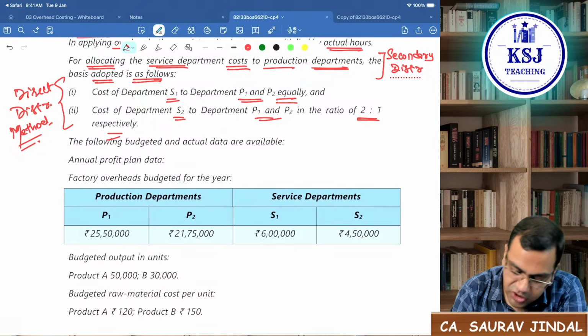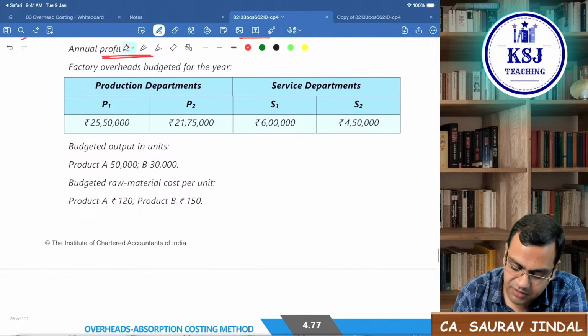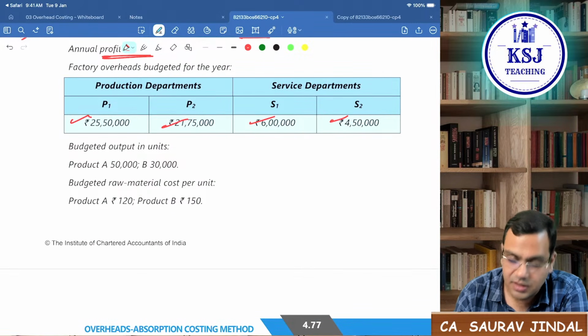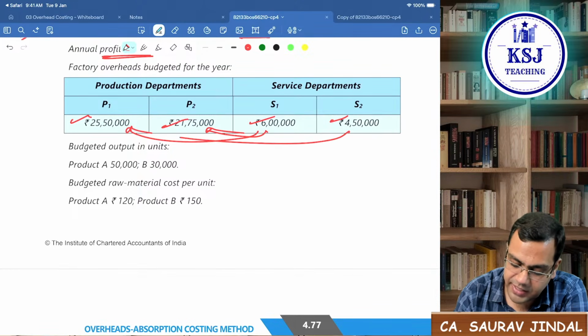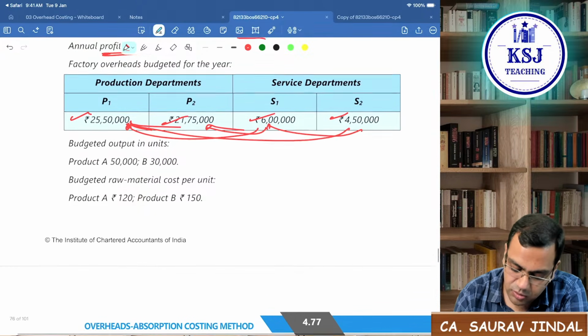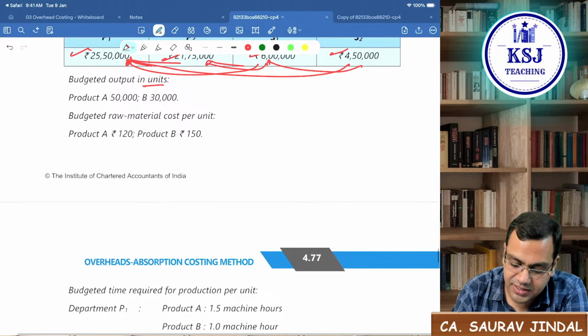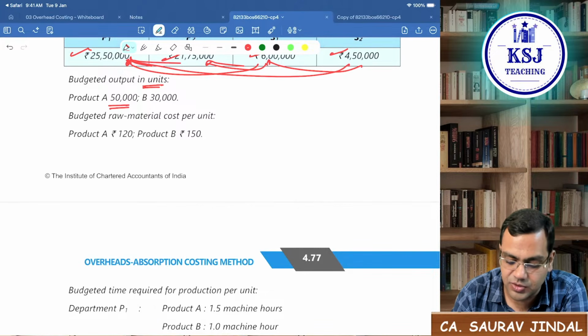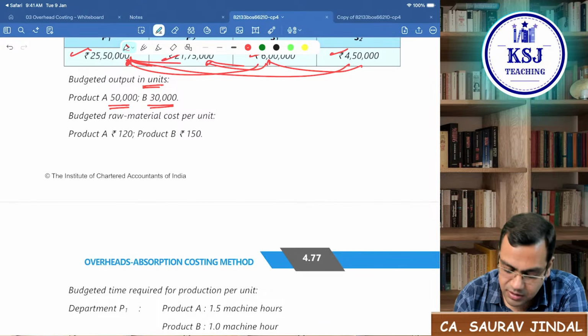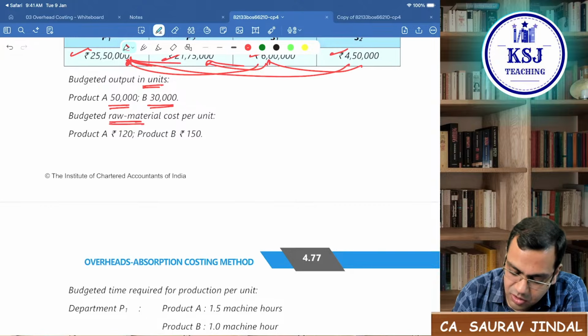The following budgeted and actual data are available. The annual profit plan data: the factory overheads budgeted for the year is given to you. So the first step will be to distribute this between P1 and P2, and this also between P1 and P2. Budgeted output in units is given, that is product A 50,000 and product B 30,000. Budgeted raw material cost per unit is given for product A and product B.